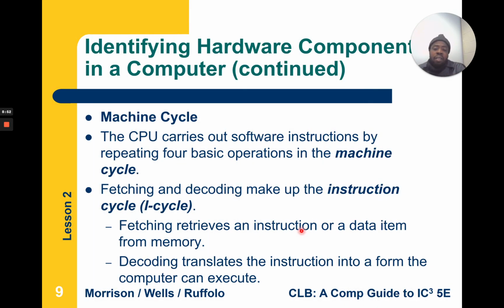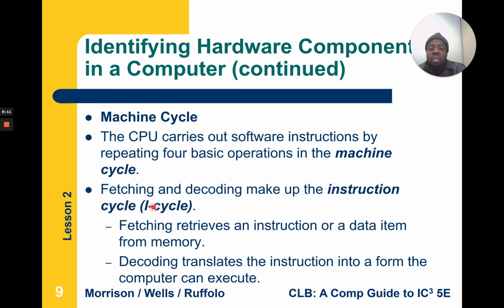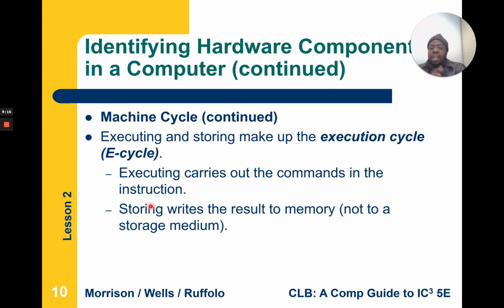Look at it. Fetching and what? Decoding. That is the instruction cycle, the I cycle. The next one is what? Executing and storing the execution. When you have 4 plus 5, that's execution. That's called the E cycle. You have the I cycle, the instruction cycle, retrieving and decoding, then the E cycle, executing and storing. That carries out the commands in the instruction, like adding two numbers, for instance.